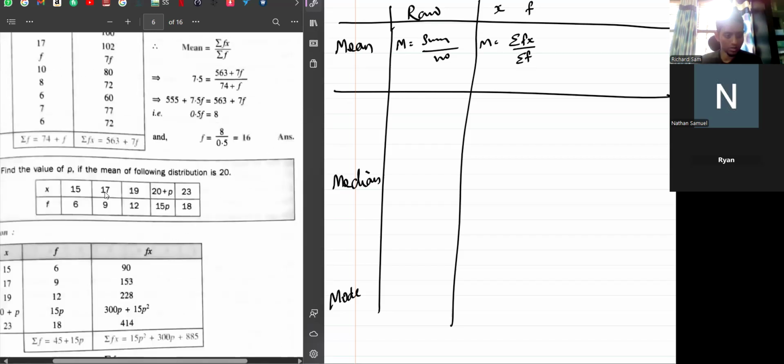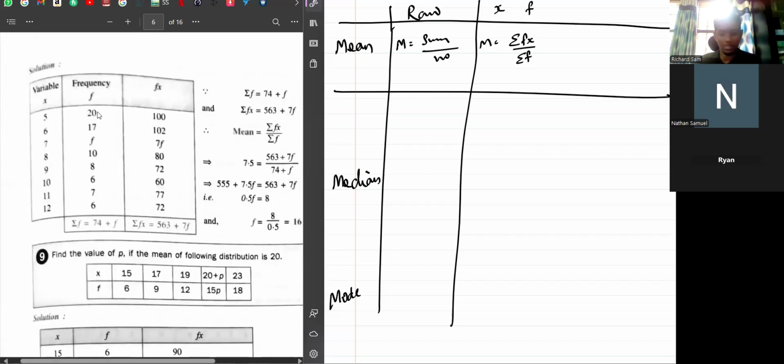Okay. So you have to make a table that looks like this. They have given you x, they've given you f. You have to find fx, f into x. Then find the summation of fx, that means add all the fx. Summation of f, that is add all the f terms, and then divide both. Summation fx divided by summation f, we'll get the mean. This is clear? All right.